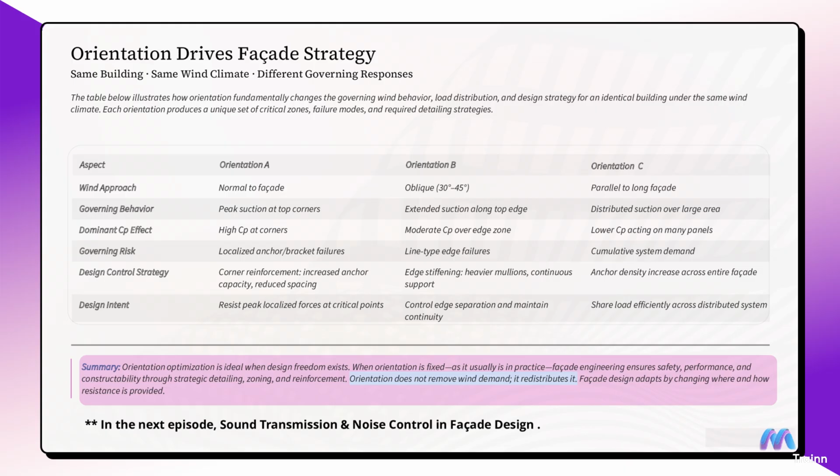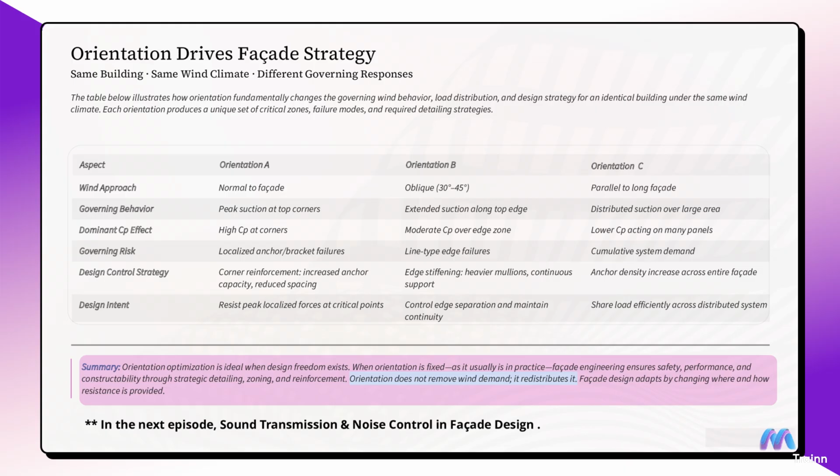Aspect: dominant CP effect. Orientation A: high CP at corners. Orientation B: moderate CP over edge zone. Orientation C: lower CP acting on many panels. Aspect: governing risk. Orientation A: localized anchor bracket failures. Orientation B: line-type edge failures. Orientation C: cumulative system demand.